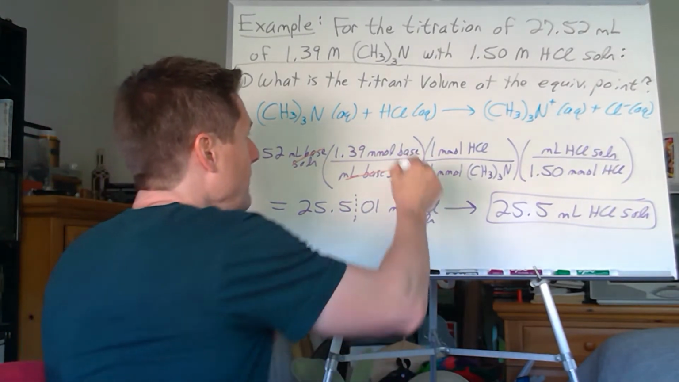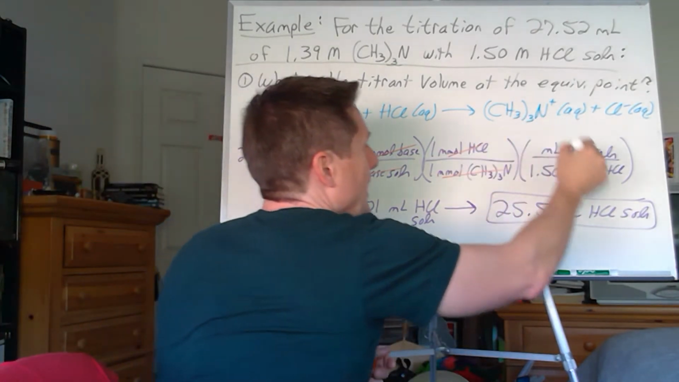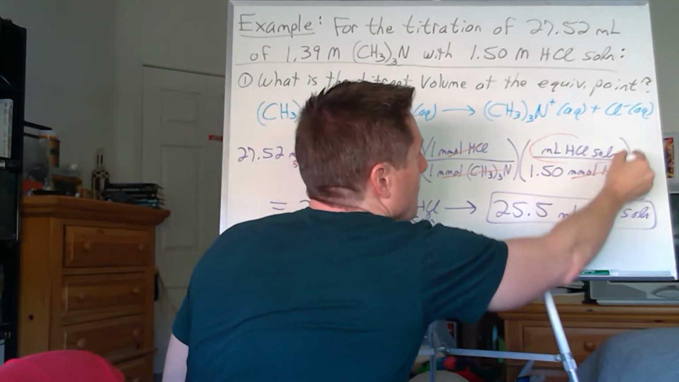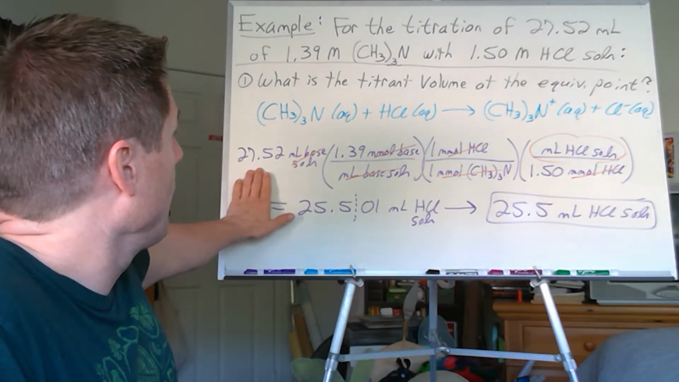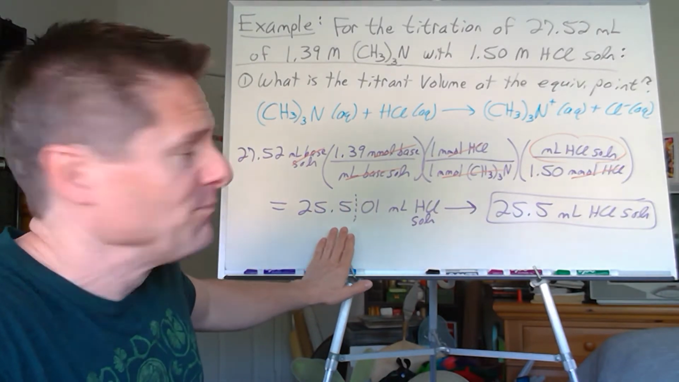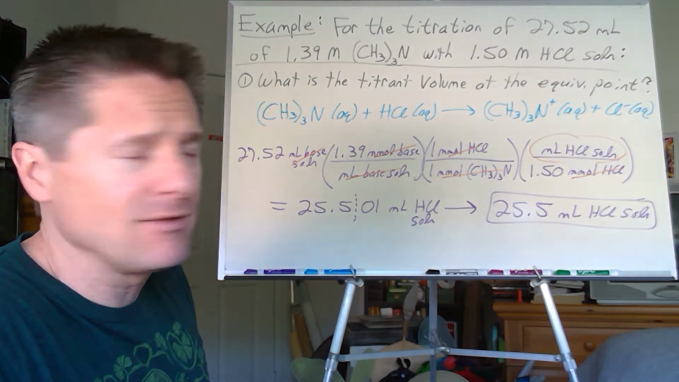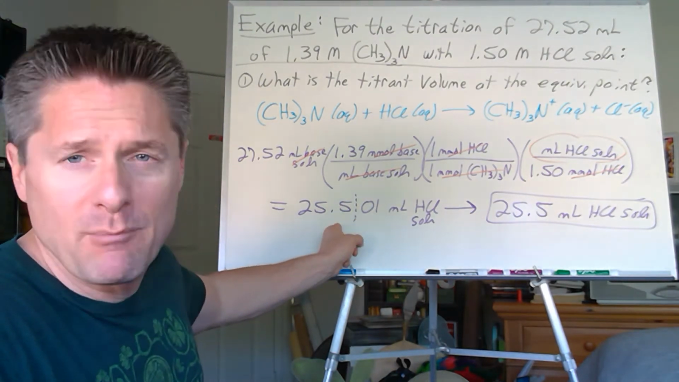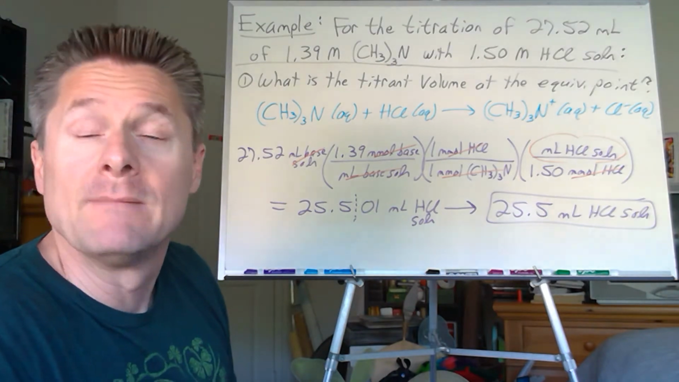If you want to cancel out your units, you can see the base solution volume goes bye-bye there. Millimoles of base goes bye-bye there. Millimoles of the acid goes bye-bye there. And you're left with milliliters of the acid solution. Yay! We got 4 significant figures, 3 exact 3, so we're good to 3 significant figures. I get 25.501 milliliters of the hydrochloric acid solution. So that's closer to 25.5 than 25.6. So we'll keep it at 25.5 milliliters of acid solution.